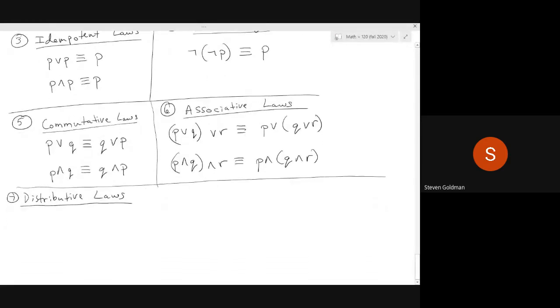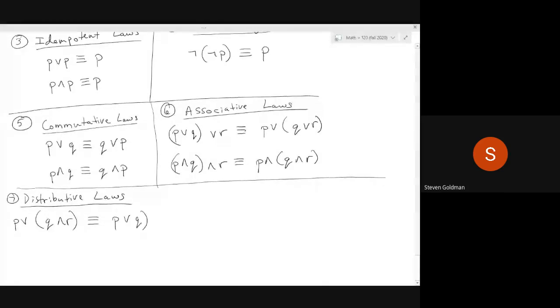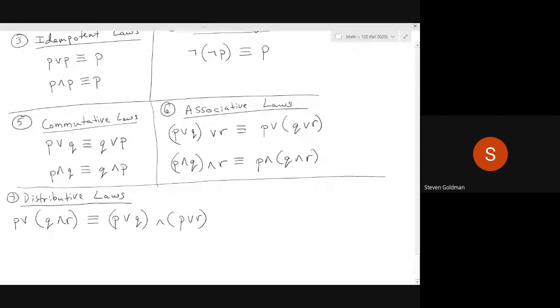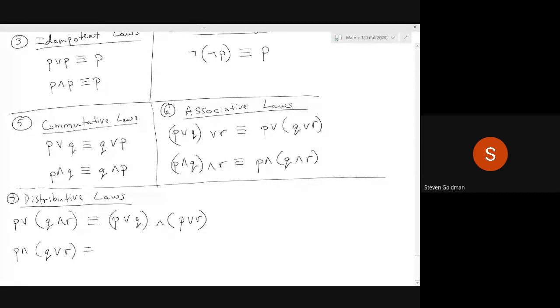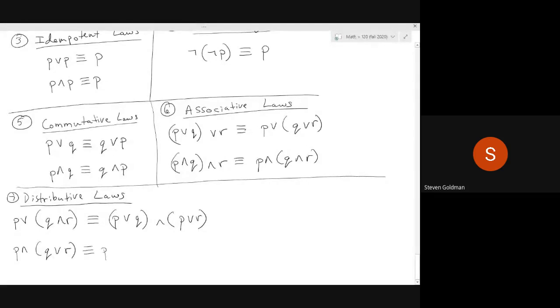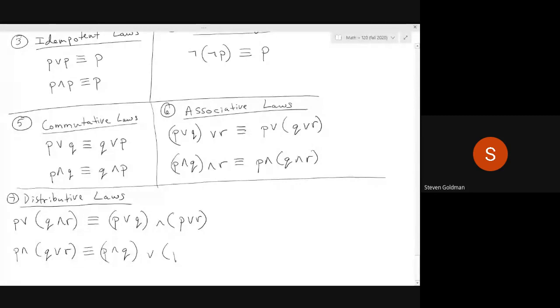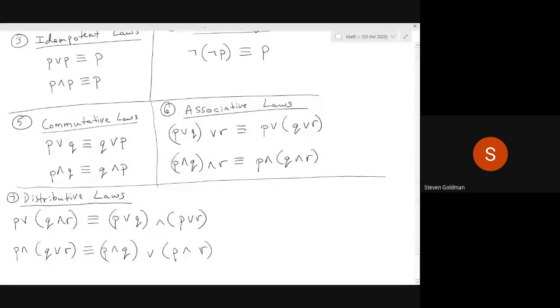If I have P or, in parentheses, Q and R, that's equivalent to P or Q, and P or R. The P with the disjunction will distribute. Same thing for conjunction. If I have P and, in parentheses, Q or R, so I switch the conjunction and the disjunction, I just distribute the P and. So this becomes P and Q, or P and R. Those are the distributive laws.